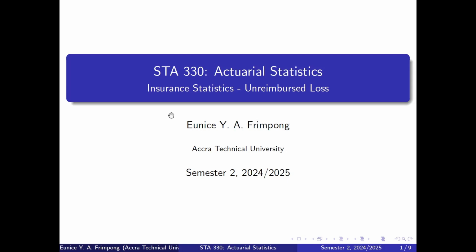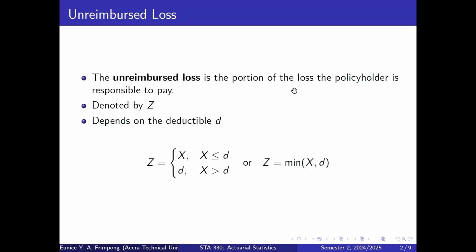Today, we'll continue with our series on insurance statistics, and our focus will be on another important concept, unreimbursed loss. By the end of this lesson, you should clearly understand, one, what unreimbursed loss is, two, how it is calculated, three, its relationship with the insurance payment and total loss, and how we use it in actuarial science to model and manage risk. So what is unreimbursed loss?